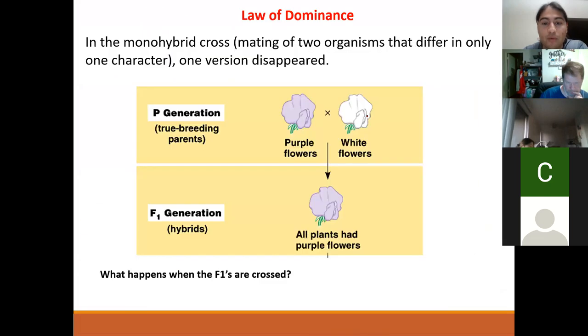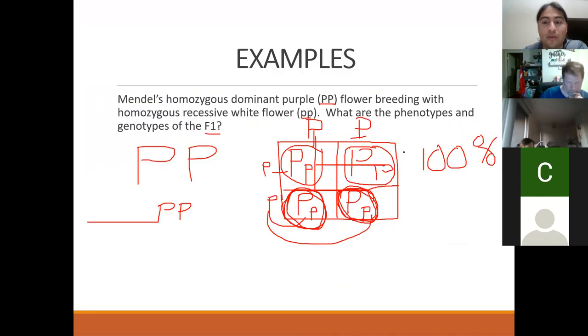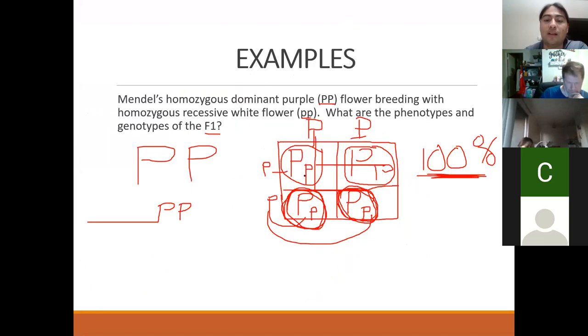And then just let me move forward over here. And that's why in the first generation, we saw only purple flowers. But then in the second generation, we saw 75% of purple and 25% of white. That's something really interesting, right? Because it jumped one generation. But actually, these white alleles were always there. They were just hidden by the dominant allele.